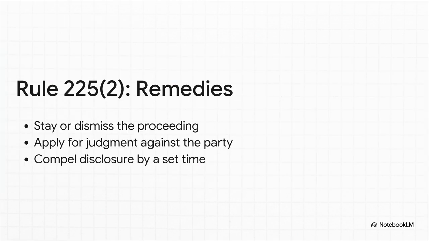So what about you? What can you do if the other side isn't playing by the rules? Well, Rule 225, Subrule 2 is your toolkit. You can apply to have their entire case put on hold or even thrown out completely. You can apply for a judgment right then and there. Or, and this is the most common path, you can get an order from the court forcing them to hand over the document by a specific date. That's your power, right there in Rule 225, Subrule 2.